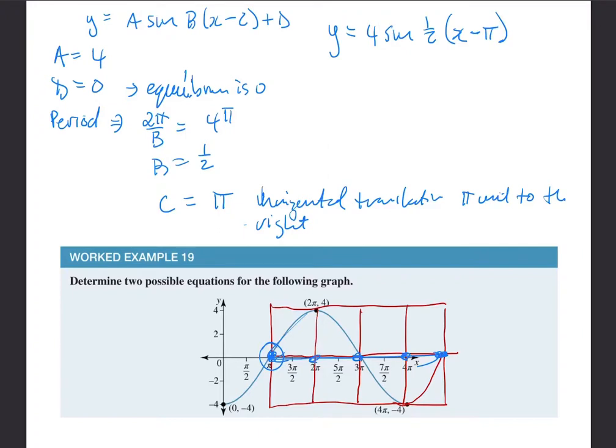So the 2 equations I could have are y equals 4 sine of a half of x minus pi, or the other one that we found earlier, y equals negative 4 cos of a half x. If you draw that in your graphics calculators, you can see that it gives you the same answer.